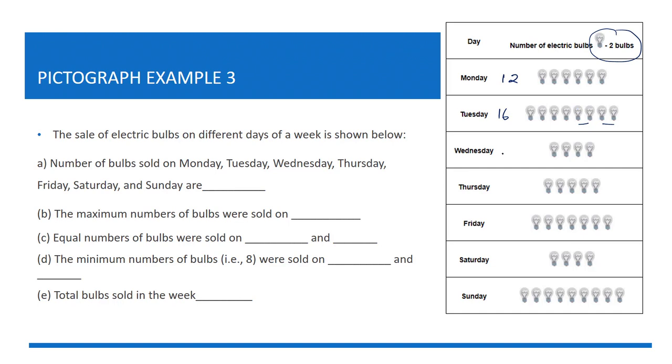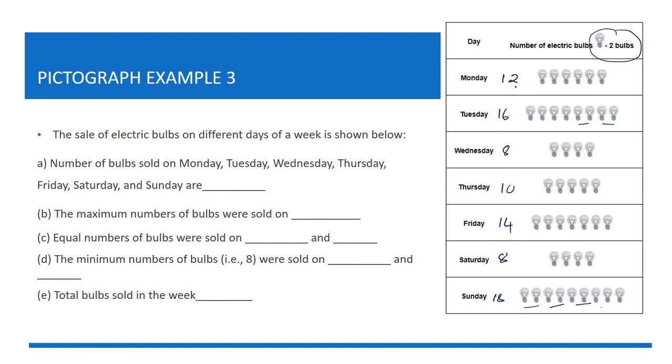Right? Wednesday it is 8, Thursday it is 10, Friday it is 1, 2, 3, 4, 5, 6, 7, 7 twos are 14, here 8, Sunday 1, 2, 3, 4, 5, 6, 7, 8, 9. Let me check out 2, 4, 6, right? 8, 9, 9 twos are 18. Let us start answering the question. The number of bulbs sold on Monday, Tuesday, Wednesday, Thursday, Friday, Saturday, Sunday are. We must add everything.